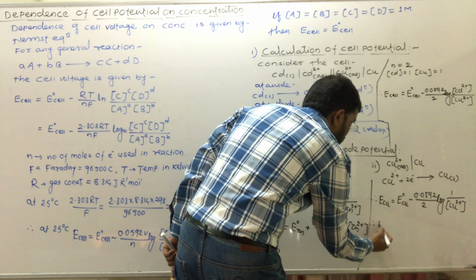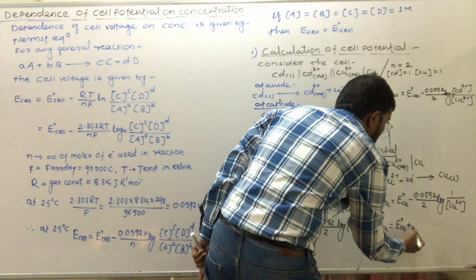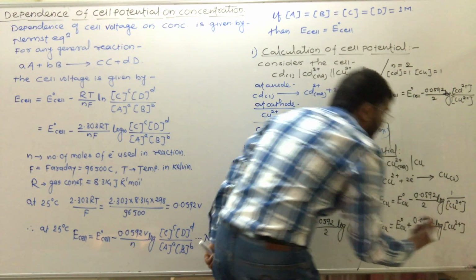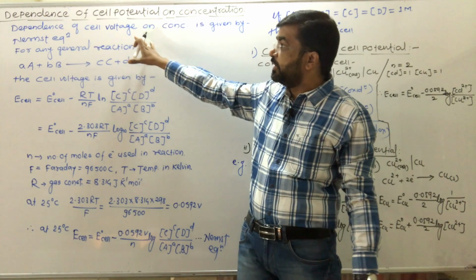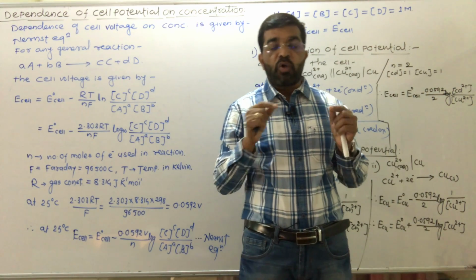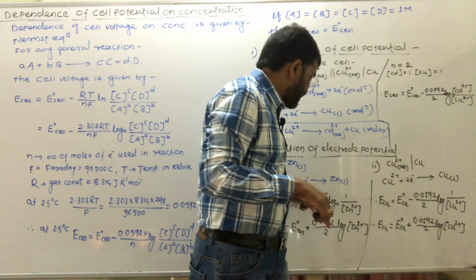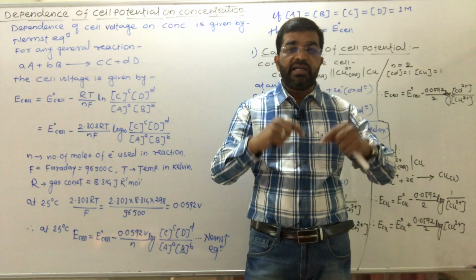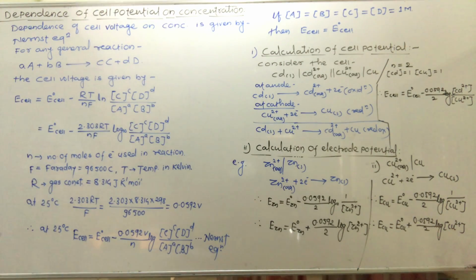Now we can write it like this also. Therefore, the electrode potential of the copper electrode is equal to the standard reduction potential of copper plus 0.0592 upon 2 into log of the concentration of copper ion. This means the potential of the copper electrode depends upon the concentration of copper, and that is the point we have studied: dependence of the cell potential or electrode potential on concentration. If the concentration of the electrolyte present in that half cell changes, the potential of the electrode also changes, and therefore the cell potential also changes. This is nothing but the Nernst equation and its application.